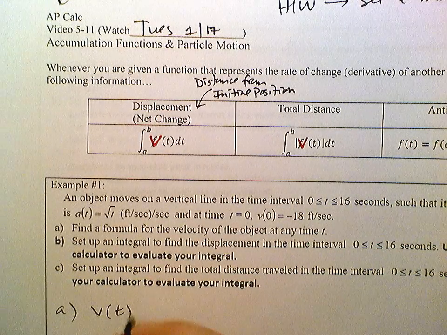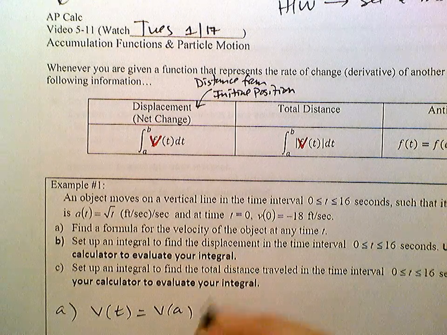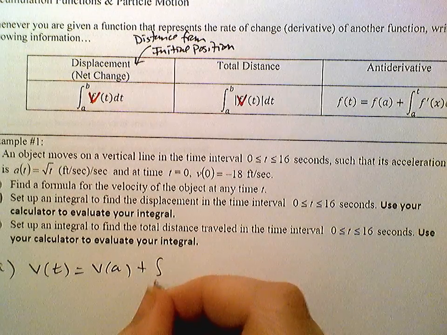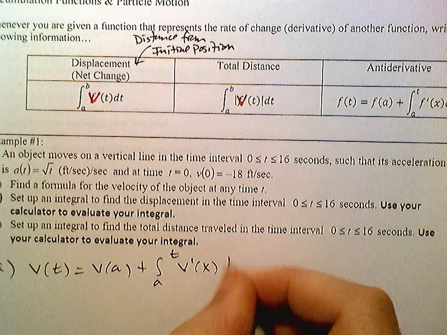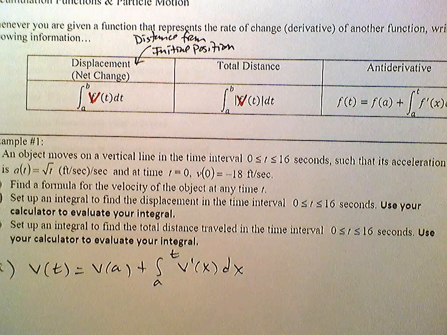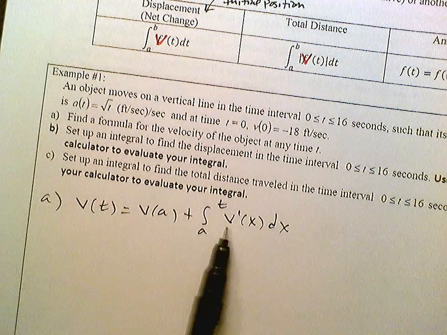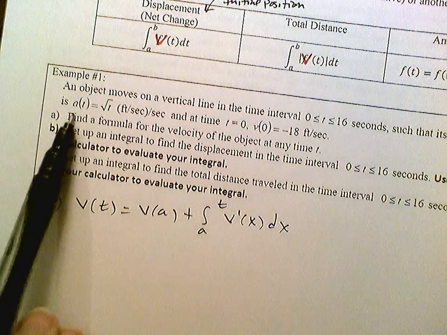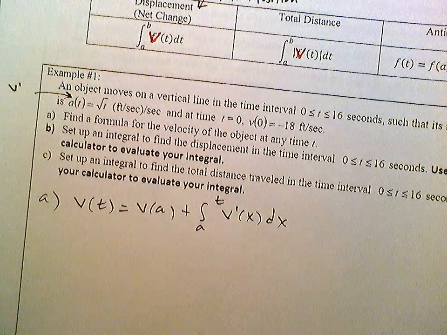So I'm looking for the velocity function plus the integral from a to t of v prime of x dx. So this, guys, v prime of x, that is the acceleration function. So maybe up here we should say that that's v prime.